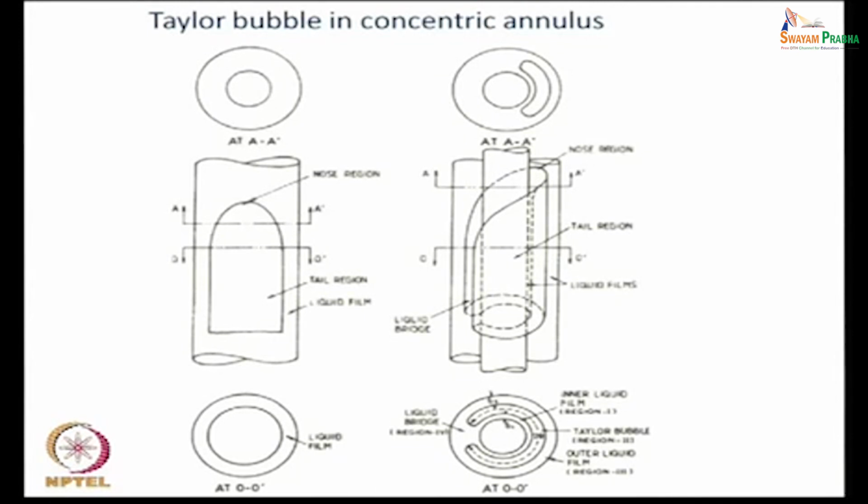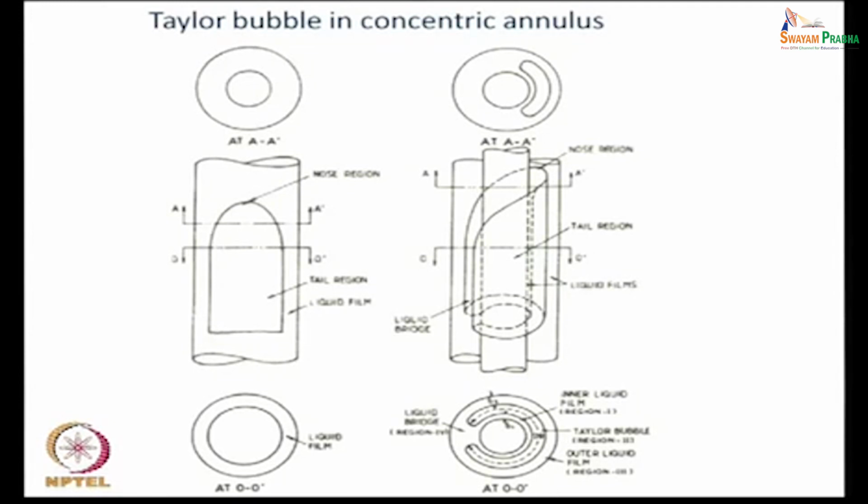You agree with me? In this particular case, the cross section has four regions. We have a bubble, we have an inner liquid film, we have an outer liquid film, and we have a liquid bridge between the two edges of the bubble extending from the inner wall to the outer wall. So, just imagine in the circular pipe, if we simply insert a rod, how much more complicated the situation becomes even for the simplest case of two-phase flow.